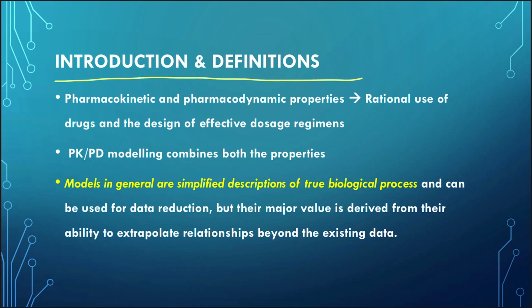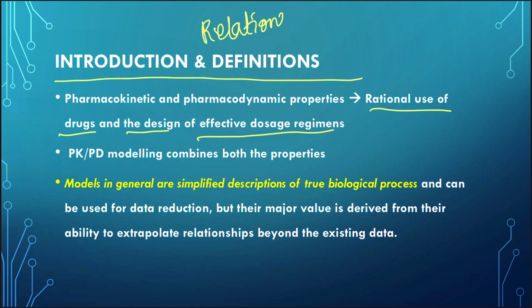We know that we need to do the rational use of drugs, and we should always design an effective dosage regimen for the rational use of drugs. This is possible only when we can appreciate the relationship between the concentration of the drug, the dose of the drug, and the effect which is produced by that particular concentration in the body fluids, which can be measurable. So this is basically the interaction of the pharmacokinetic properties and the pharmacodynamic properties.